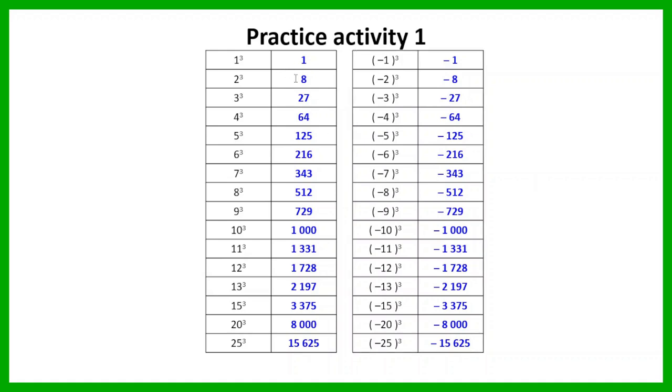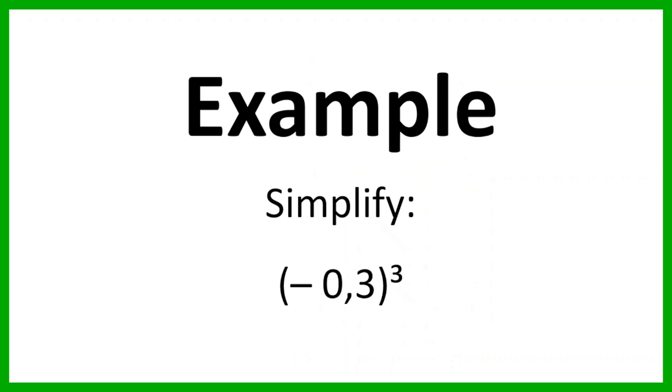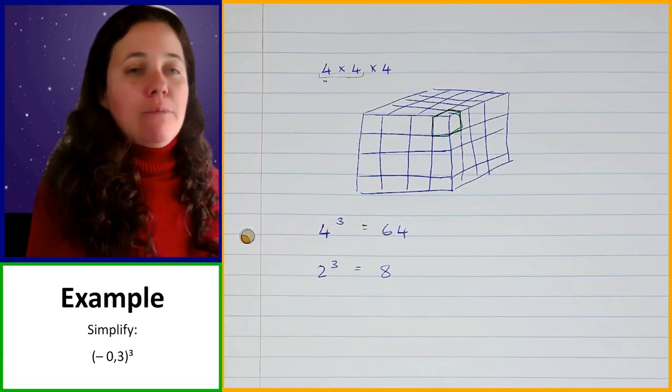Remember, when you are cubing a number, you are multiplying that number 3 times together. And when it is negative, your cubed number is going to be negative as well, because when we cube a negative, we're multiplying that negative 3 times. So there are 3 negatives being multiplied together, which is an odd number of negatives, and that gives you a negative answer. So all of these where we were cubing a negative number gave us a negative answer. When we were cubing a positive number, it obviously gave us a positive answer. Okay, now we're going to go on to an example where we are going to be cubing a decimal fraction.